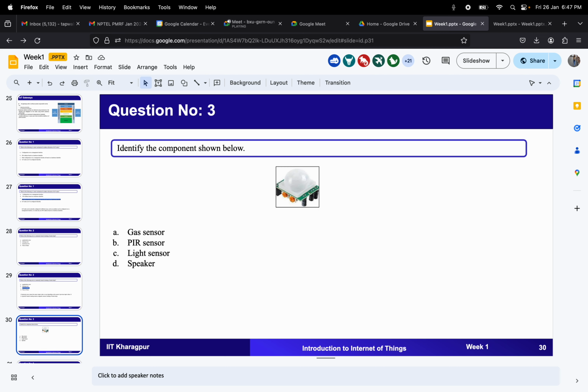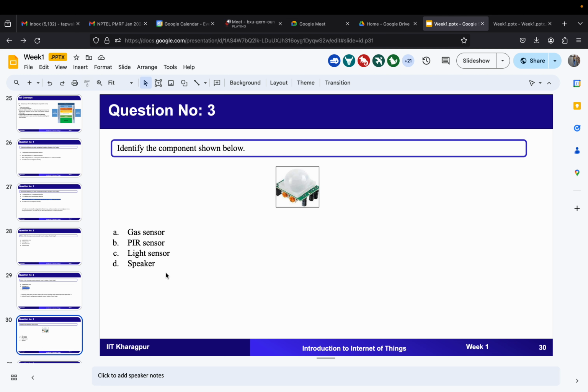Next is question number 3. Is C the correct answer, ma'am? Yes, C is the correct answer. Yes, that's right. Now question number 3. Please go to slide number 30. Identify the component given below. So this is the picture. You have to identify whether it is a gas sensor, PIR sensor, light sensor, or speaker.